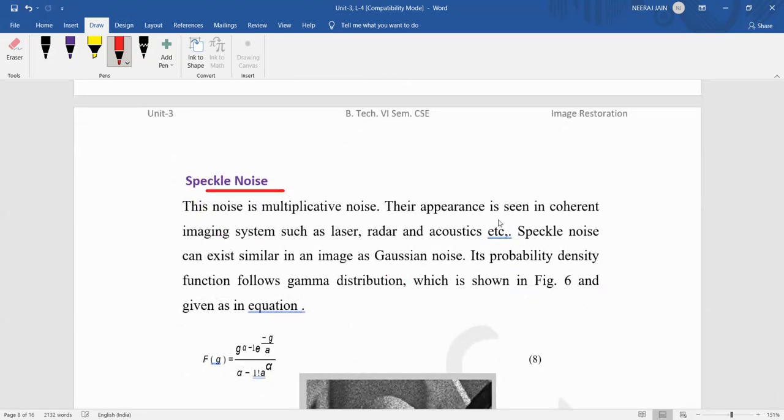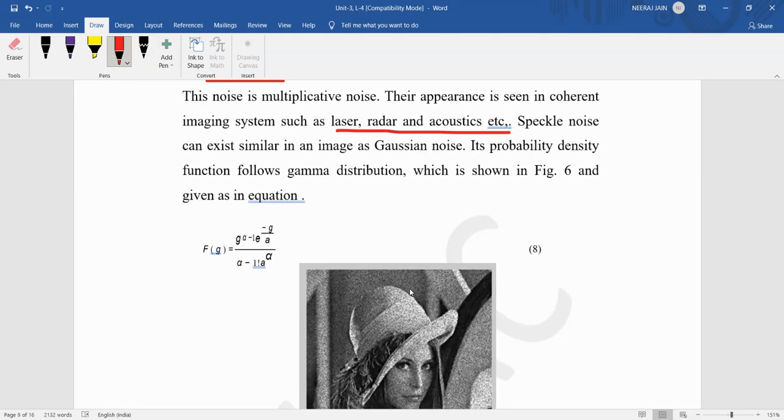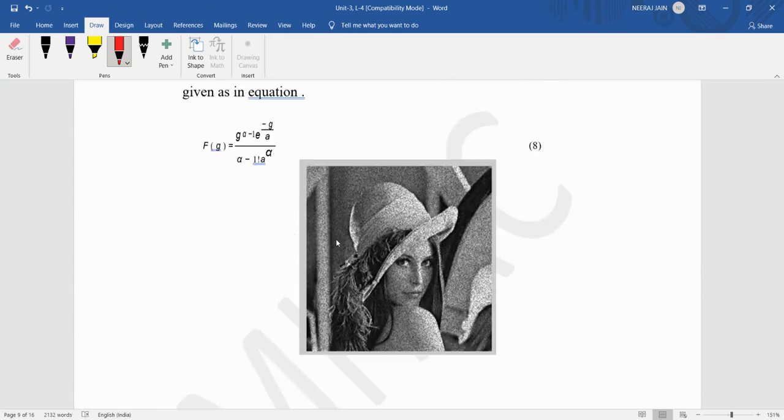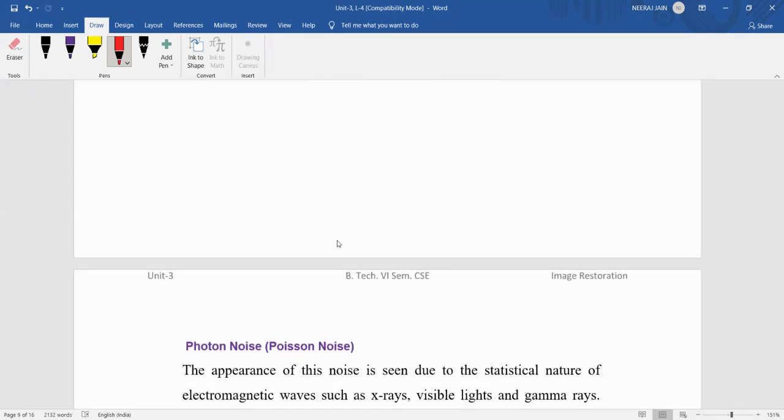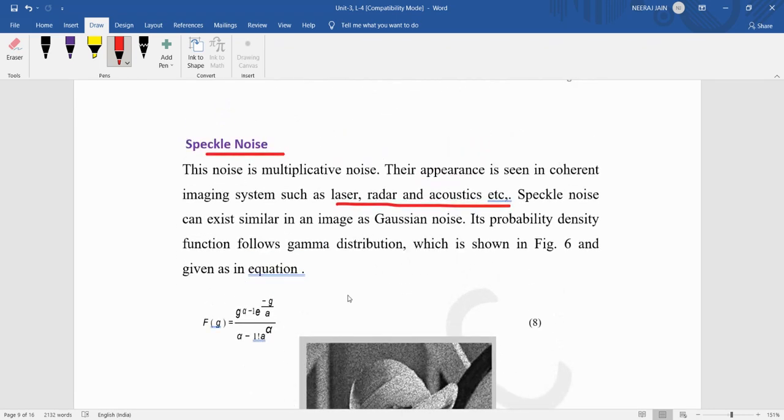Then speckle noise is multiplicative noise. Its appearance is seen in coherent imaging systems such as laser, radar, and acoustic systems. We can observe this type of noise. Its probability density function follows the gamma distribution, which is shown in figure 6, and we can see it on this image.